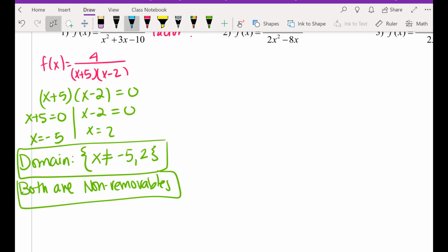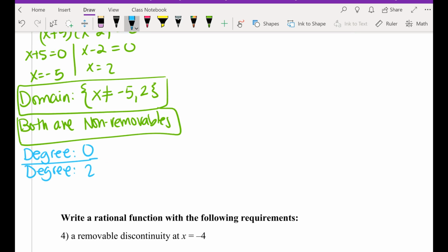So to get an HA, guys, we need to talk about the degree on the top. What's the degree on the top? The degree on the top is 0, divided by, what's the degree on the bottom? 2. Now, would we have an HA? Yes. The top is smaller than the bottom. What is your horizontal asymptote? That's right. HA, we do, and they're going to write y equals 0.